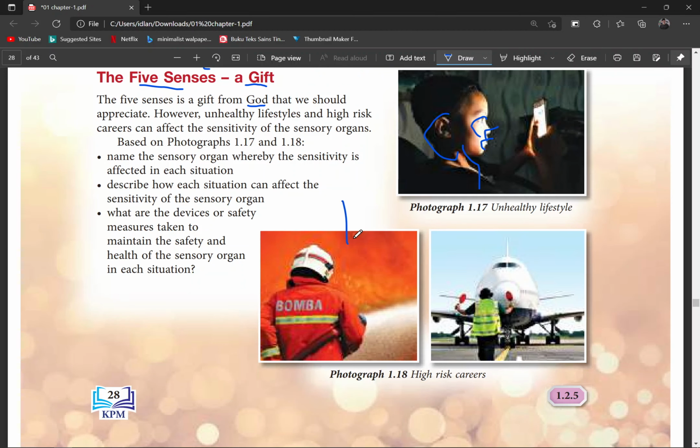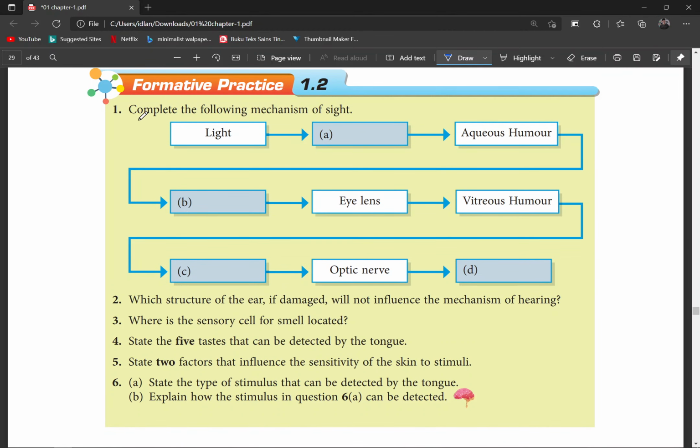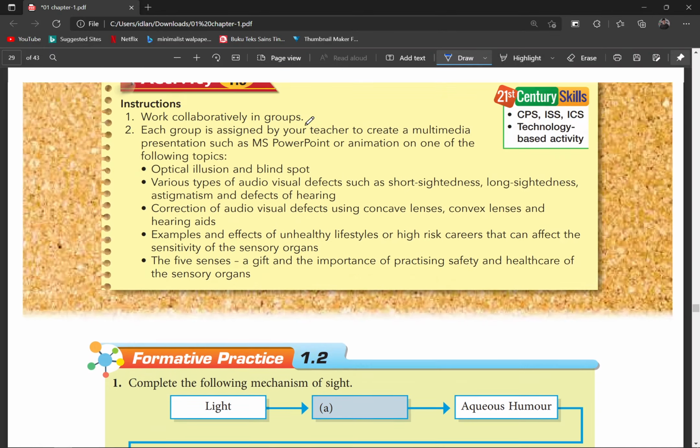Kerja bomba ni bahaya sebab ada exposure of UV light sepanjang masa. Ini pun sama, hear sound. Kalau korang nampak, dia ada pakai earmuffs ni. Okay. Ini pula. Complete the following mechanism of sight.